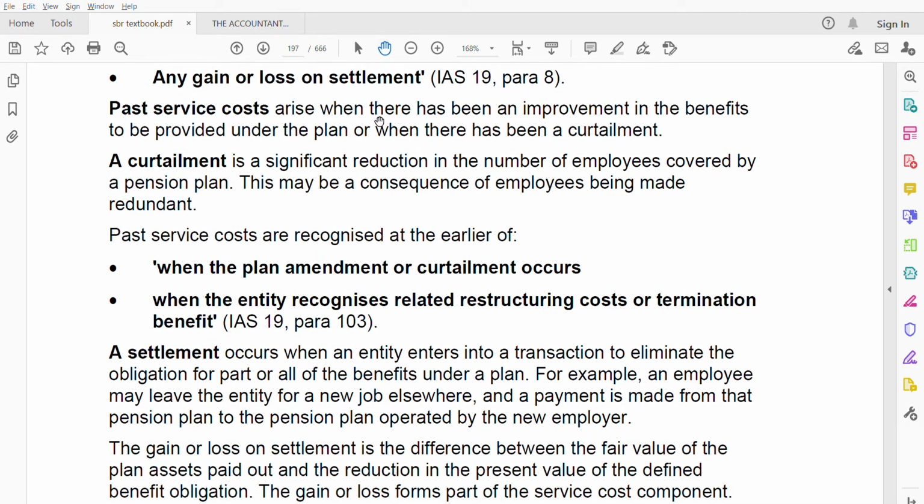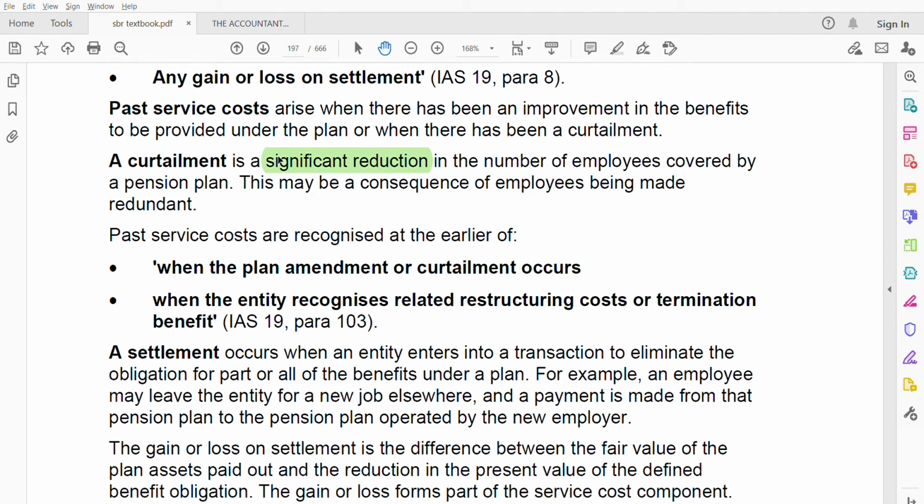It arises when there has been an improvement in the benefit to be provided under the plan, or where there has been a curtailment. So sometimes you might have improved the benefit to the employees under that same plan, or there has been a curtailment. What does curtailment mean? The definition is given just below. It is a significant reduction in the number of employees covered by a pension plan. This may be a consequence of employees being made redundant.